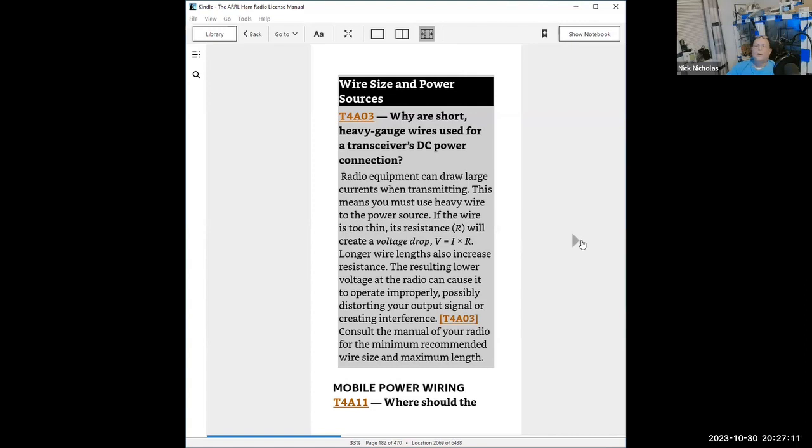Generally speaking, for most radios, for 50-watt radios, I would use number 12 wire as my minimum. For 100-watt radios, I would use a minimum of number 10. And you might find for a little bit longer runs, you have to go bigger for both of those. So I might go with a number 10 for a 50-watt radio and a number 8 for a 100-watt radio.